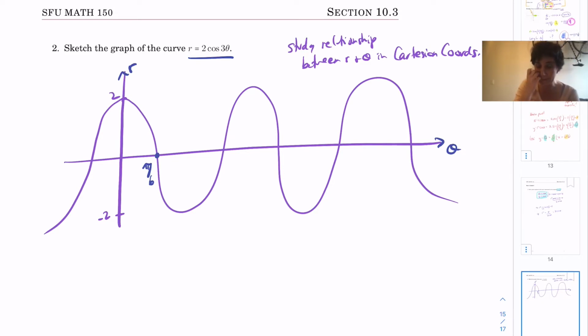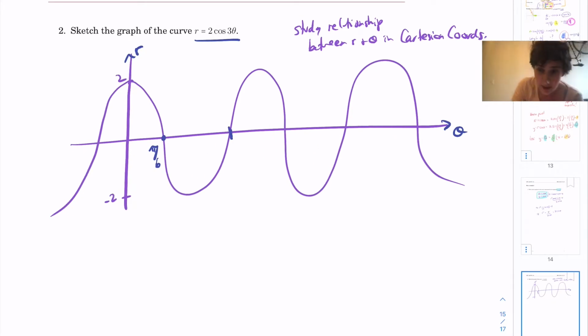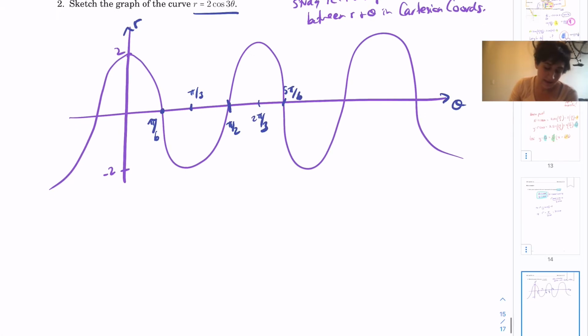The period of this thing is 2 pi over 3. Okay, and so as we go, this is pi over 2. Here we have 5 pi over 6. Here we have pi over 3. Here we have 2 pi over 3. All right, and that's fine.